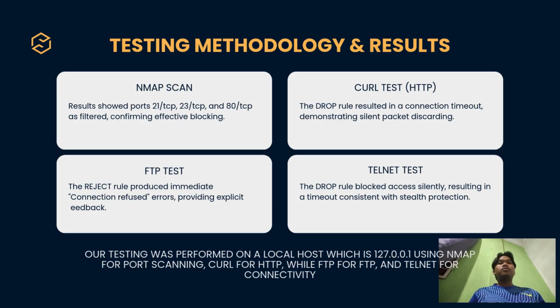Finally, for the telnet test, we again observe a silent block with a timeout. This is also consistent with drop, where the goal is to reduce visibility and make the blocked service harder to detect. So overall, our results are consistent and meaningful. Nmap shows filtered for all targeted ports. FTP shows reject, equal to immediate explicit denial, while HTTP and telnet show drop, equal to silent timeout, proving our firewall rules are functioning as intended.